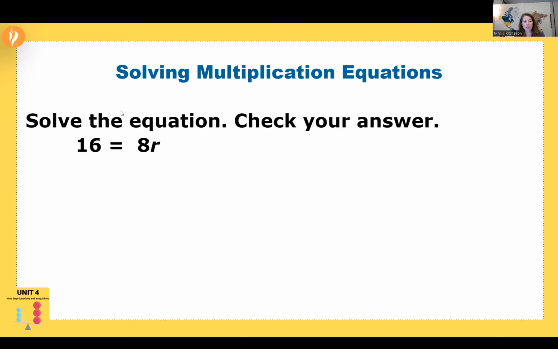All right, so always make sure you find that variable and then see what's being done to it. So r is being multiplied by 8. Once again, the opposite or the inverse operation of multiplication is division. You're going to divide both sides of the equal sign by 8. 8 divided by 8 is 1, and 1 times r is r. And 16 divided by 8 is 2. So the solution is r equals 2.